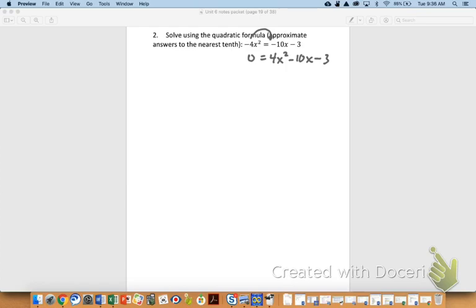Sure can. Okay, so you're all in standard form, one way or the other. Hopefully you have that quadratic formula written down and ready to be plugged into.